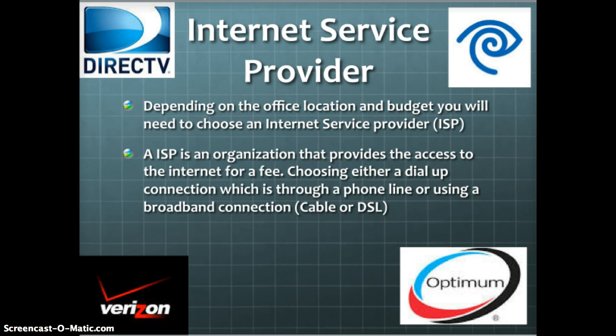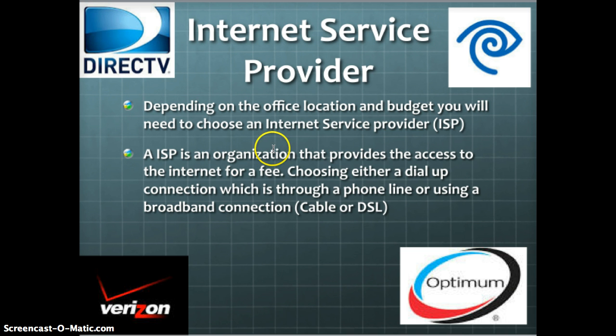You must first choose an internet service provider. Depending on the office location and the budget, you'll need to choose an internet service provider. Many of them are big companies such as Verizon, Optimum, Time Warner, and DirecTV. This includes sometimes a bundle. You could get phone, internet, cable, and TV for one price. So it really depends on your budget, how much you're willing to spend, and what your location is, because sometimes Optimum won't go to certain areas in New York, and Verizon Fios won't go to certain areas in New York as well. So it really depends on your location.